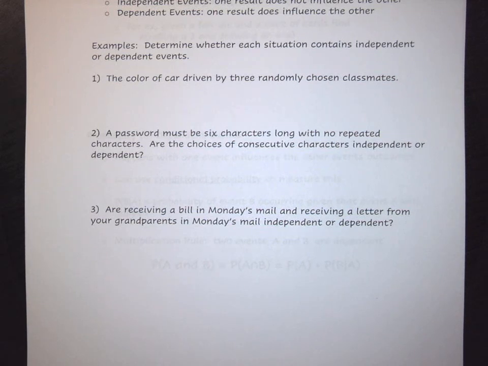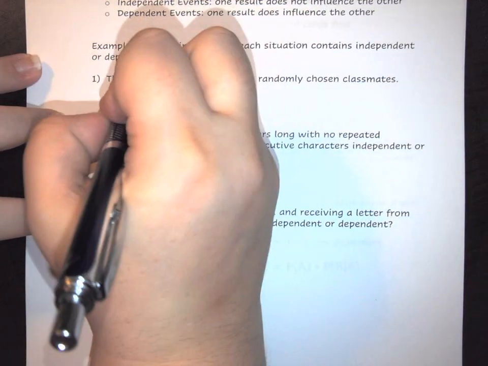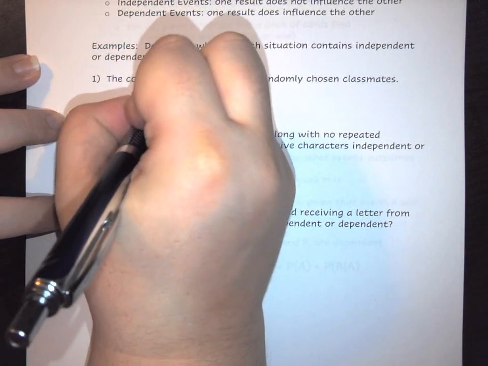So think about that statement very carefully. We are talking about, say, 3 students in a classroom and the color of cars that they drive. Now what you have to ask yourself is, does the color of a car depend on the classmate chosen, or does a classmate chosen depend on the color of car you're looking at? Well, no. They are completely separate events. They have no influence on each other whatsoever. Therefore, that makes these independent.